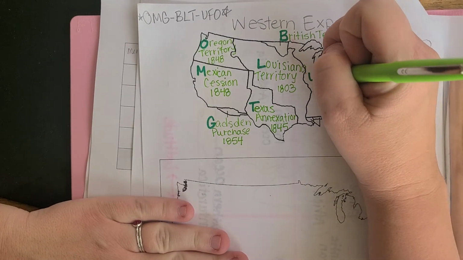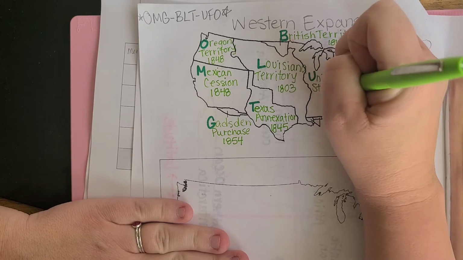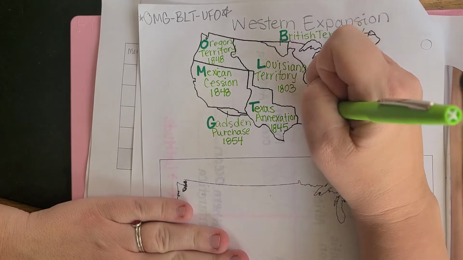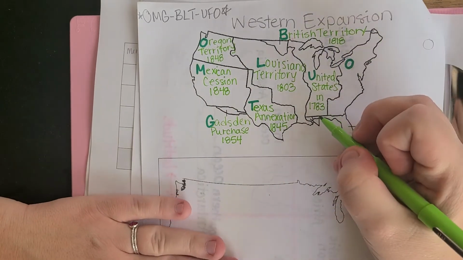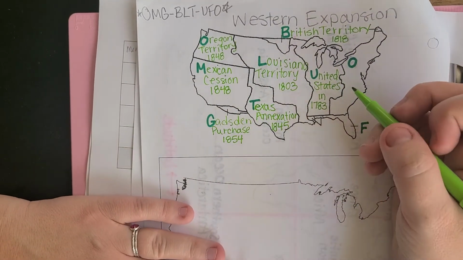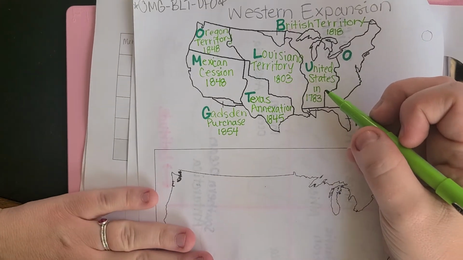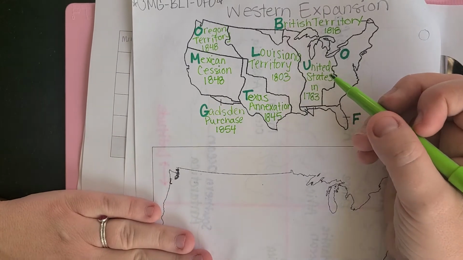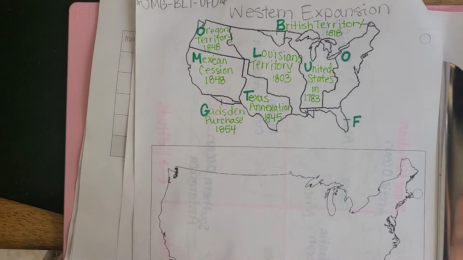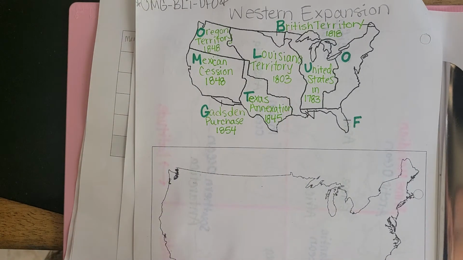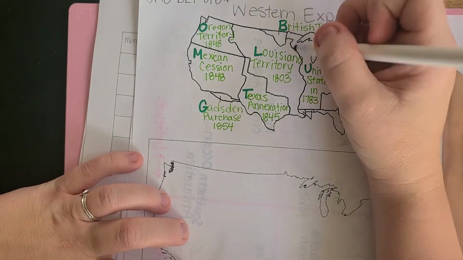Oh, speaking of the United States in 1783. This was after the American War of Independence against Great Britain, and Great Britain lost, and they were like, okay, fine, just take everything that's east of the Mississippi, and we don't want to fight with you anymore. That was a compromise.